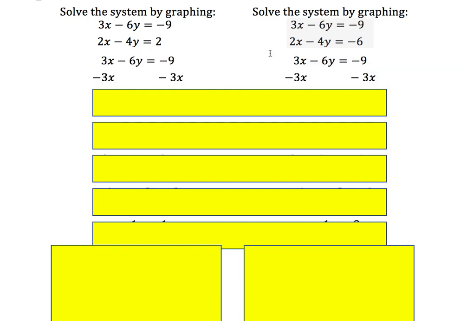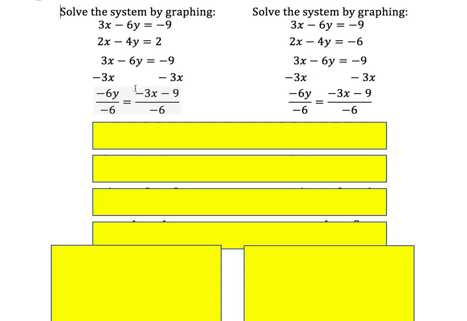So let's look at the first equation. The first thing we want to do is to get -6y by itself. And so we're going to subtract 3x from both sides of the equation. Notice I did it on both sides. Once I subtract 3x from both sides of the equation, I'm left with -6y is equal to -3x minus 9. In order to get rid of this -6, I have to divide both sides by -6.